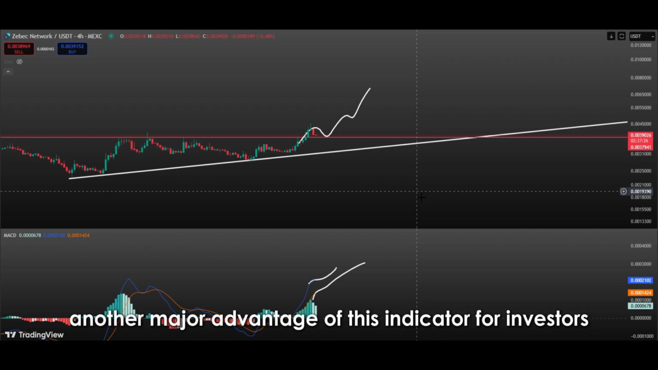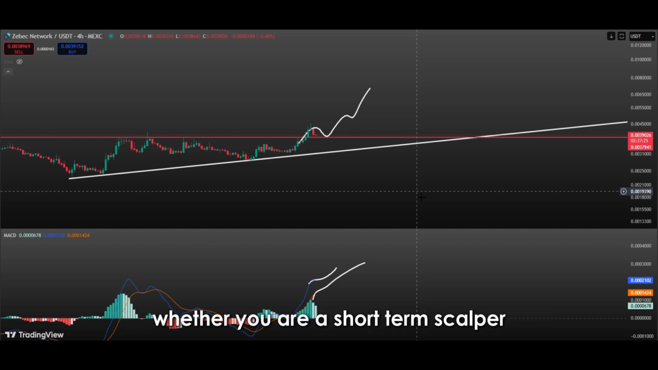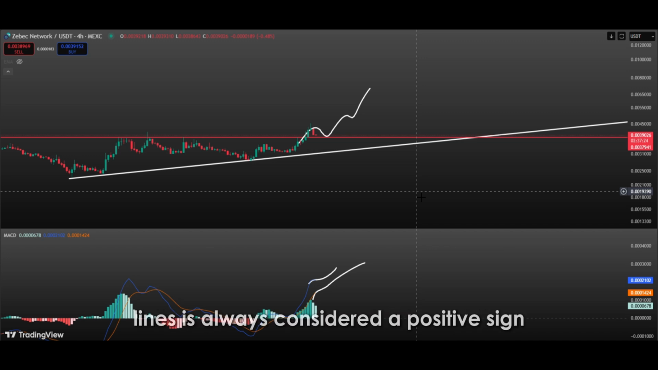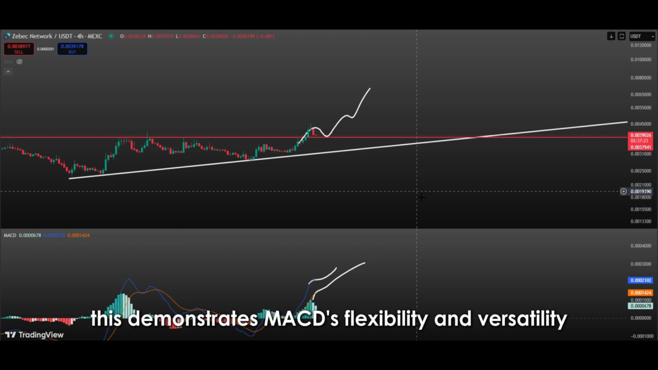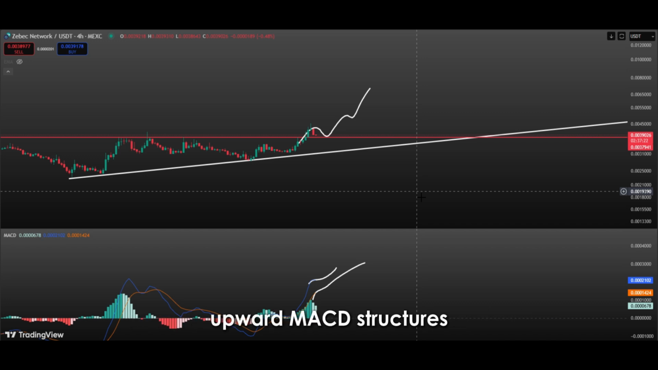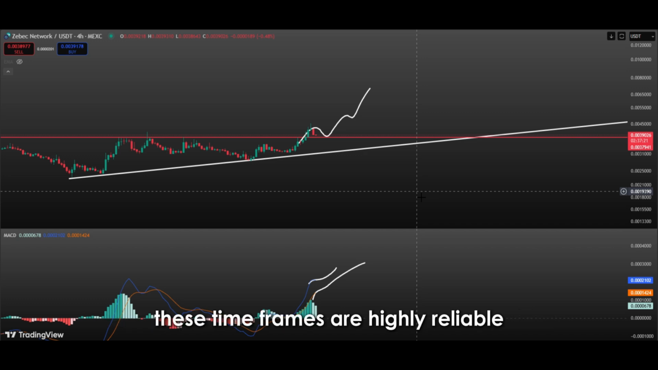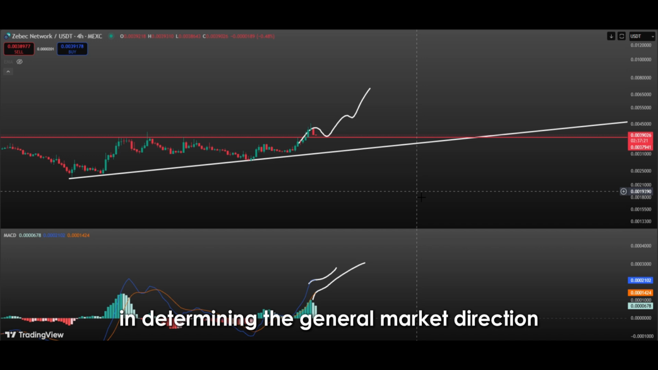Another major advantage of this indicator for investors is its effectiveness across different time frames. Whether you are a short-term scalper or a medium-term position trader, the upward movement of the MACD lines is always considered a positive sign. This demonstrates MACD's flexibility and versatile usage. Especially on 4-hour or daily charts, upward MACD structures often lay the groundwork for longer-term rallies. These timeframes are highly reliable and consistent in determining the general market direction.